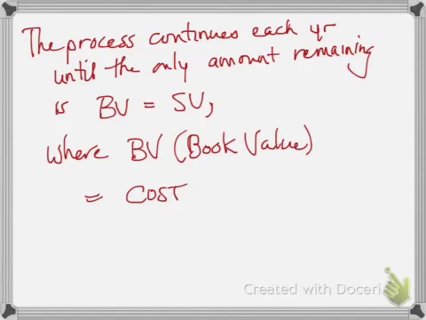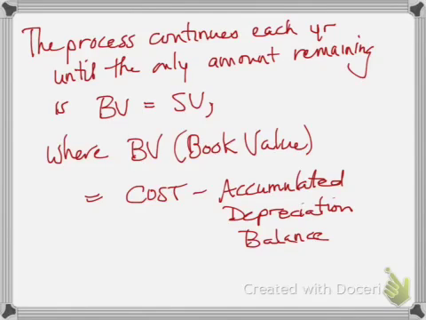And then the process continues each year until near the end of the asset's useful life. We might have to adjust the depreciation so that we force a book value to remain that is equal to the salvage value, where book value is equal to cost minus accumulated depreciation. That should give you enough of a framework so that we can start to work through some problems together in class.